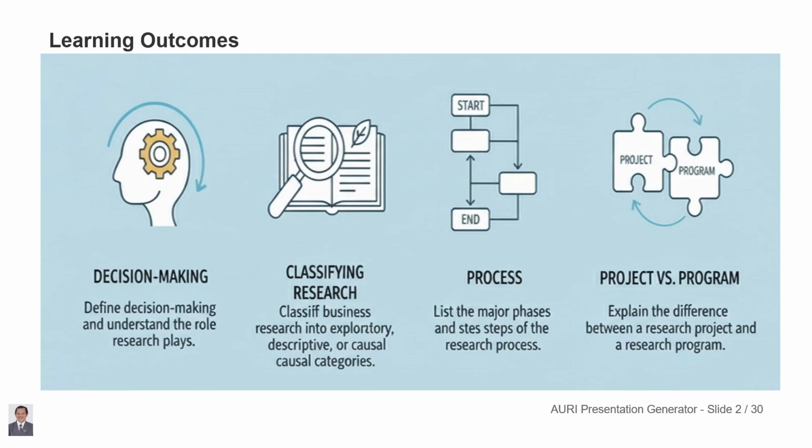First, you will be able to define decision-making and explain the role research plays in it. You will also learn to categorize different types of business research, such as exploratory, descriptive, and causal, and understand their appropriate uses. We will then review the main phases of the research process, so you can recall them with ease. Finally, you will grasp the difference between a single research project and a broader research program.